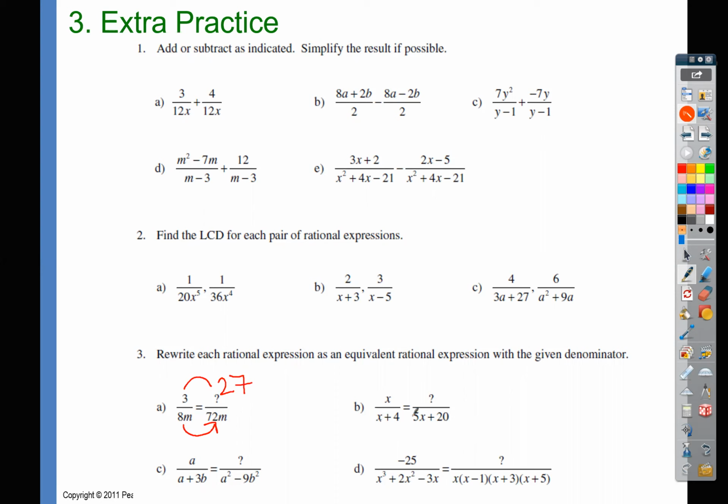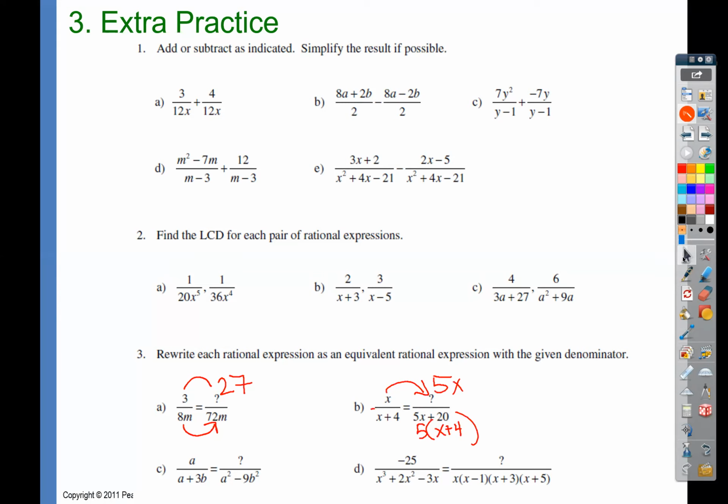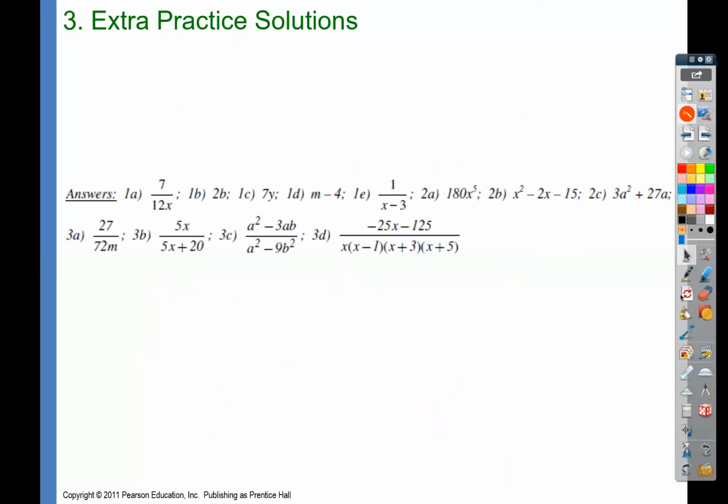So what are they doing to x plus 4 to get 5x plus 20? Well, if I factored that, I would see that all they're doing is multiplying by a 5. So I can multiply this by a 5 and I would get 5 times x. So what you have to do is factor these denominators and see what you need to multiply to the first to get the second, and then do the same thing with the numerator. Okay, so go ahead and pause it. And then these are your answers. So please let me know if you are having any trouble.